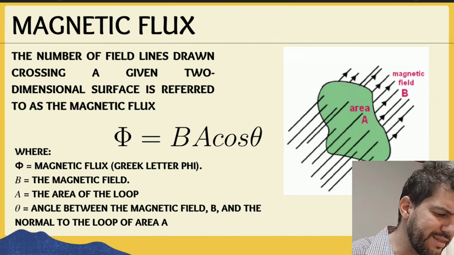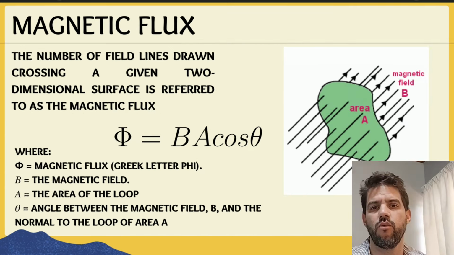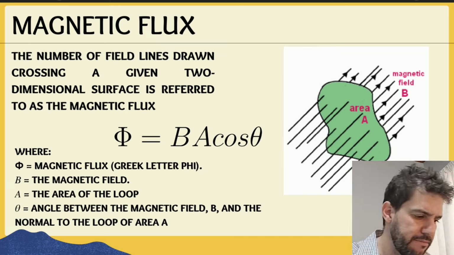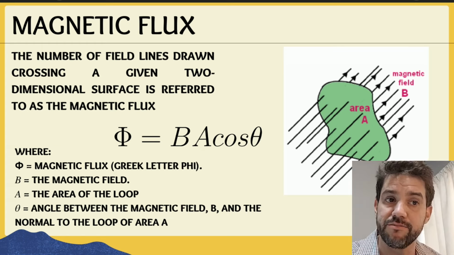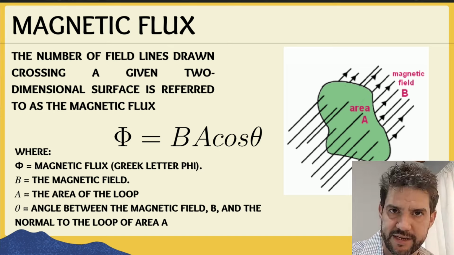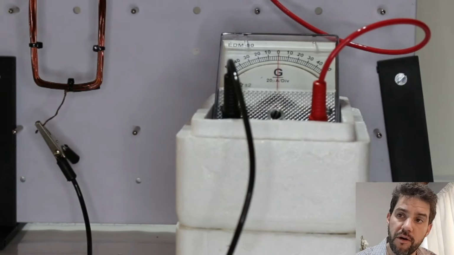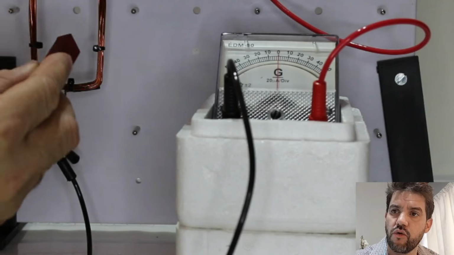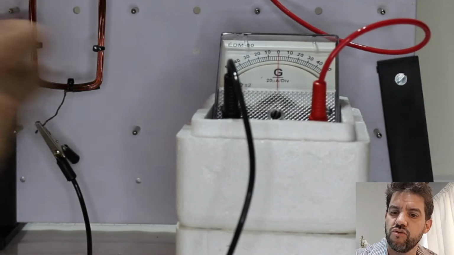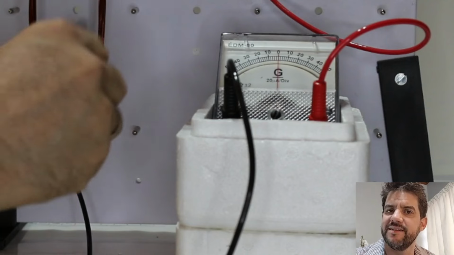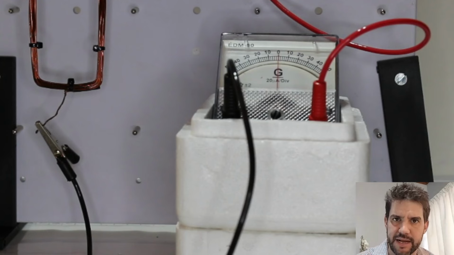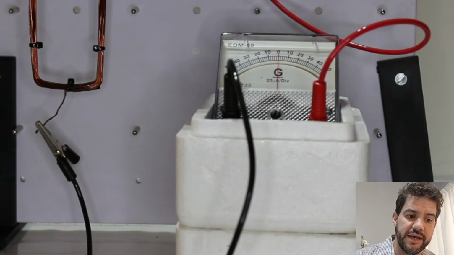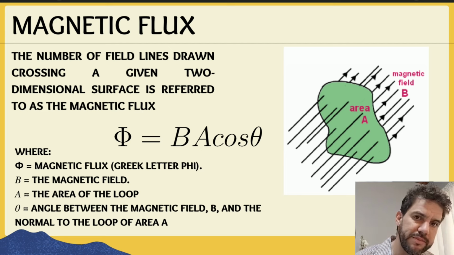Okay, now what else? We said we're going to speak about magnetic flux. Now what is magnetic flux? Magnetic flux, which is the Greek letter phi, represents the number of field lines that cross a specific area. If we go back to the experiment, we're speaking about the number of field lines that, as I approach the magnet to the coil, cross this specific coil inside. That is what we speak about with magnetic flux: the number of lines that cross a specific area.